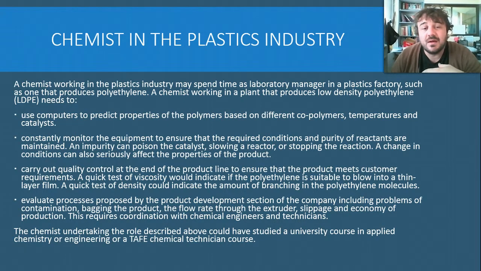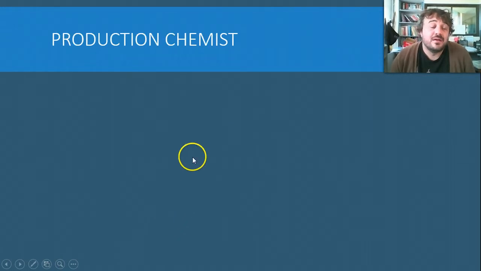So you can actually do this. There are various different levels in the lab. Okay, there is the TAFE chemical technician course. All right, that's cool. But there are also people with degrees in chemistry and engineering, and they all do different jobs, and they all work together. Usually, the laboratory manager will be a PhD in either chemistry or chemical engineering. So let's have a look at a production chemist.